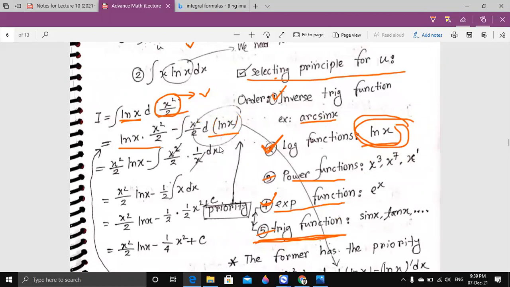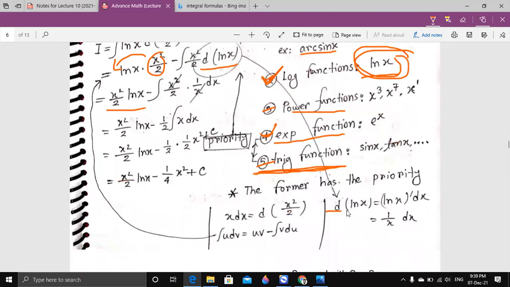Guys, do you understand the second line? Yes, okay. So now we can take this on the left side. So we get x square by 2 ln x, and d ln x we already know from this formula. d ln x will be the ln x derivative dx, right? Remember the small formula?